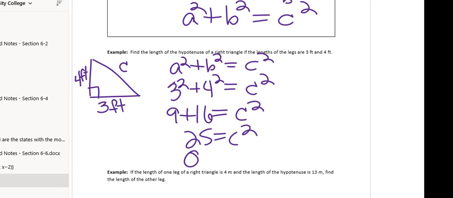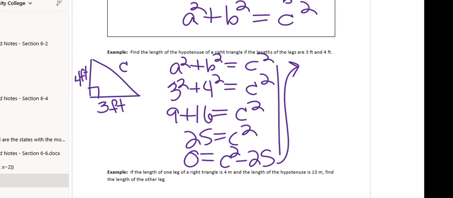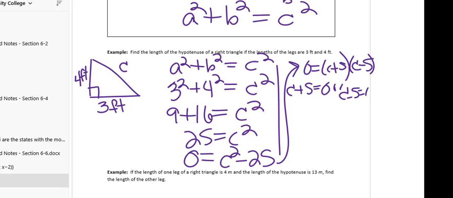So let's go ahead and subtract, just so we have practice here. Let's go ahead and subtract the 25 from both sides. All right, I'm going to bring it up here. And I know that 0 is equal to C plus 5 times C minus 5 because it is the difference of two squares, which means either C plus 5 equals 0 or C minus 5 equals 0. All right, solving both of these.